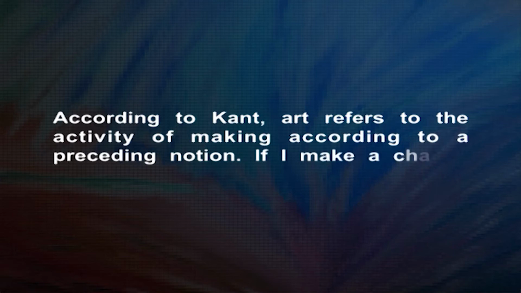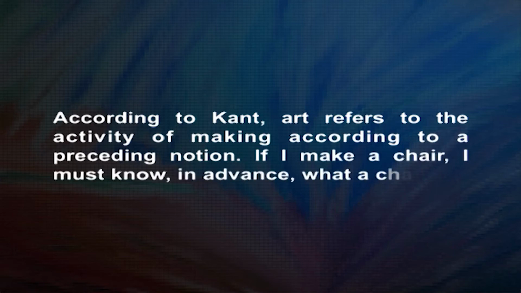According to Kant, art refers to the activity of making according to a preceding notion. If I make a chair, I must know in advance what a chair is. We distinguish art from nature because we know, in fact, there is no prior notion behind the activity of a flower opening. Art also means something different from science. As Kant says, it is a skill distinguished from a type of knowledge. Art involves some kind of practical ability irreducible to determinate concepts, which is distinct from a mere comprehension of something.